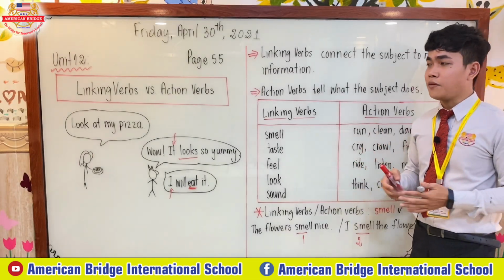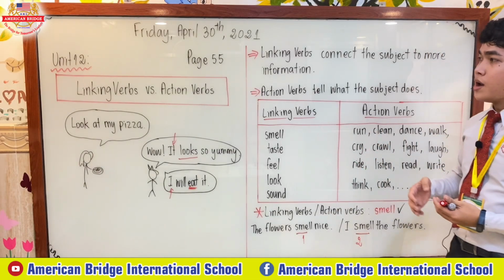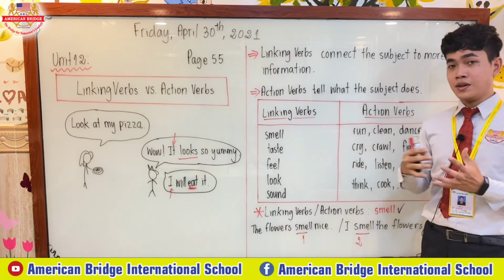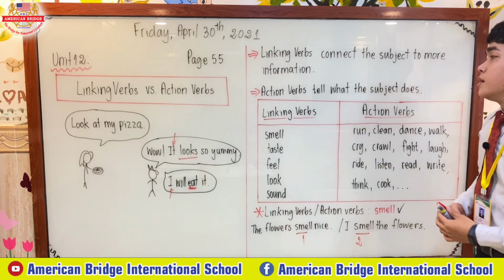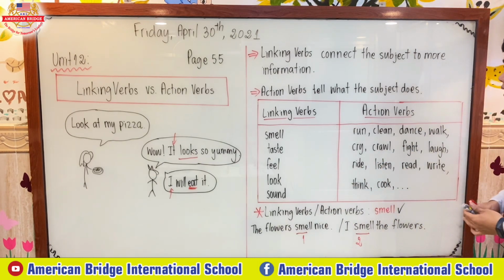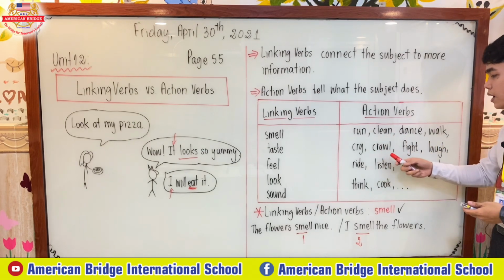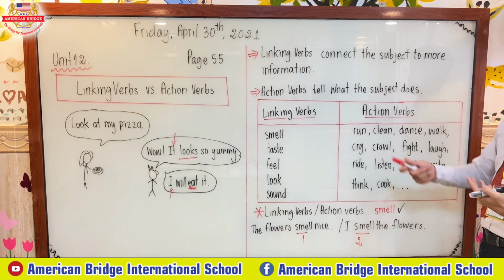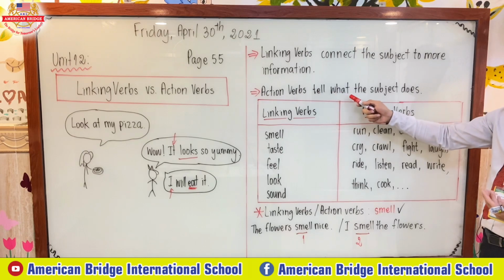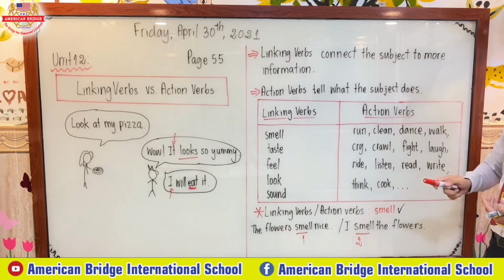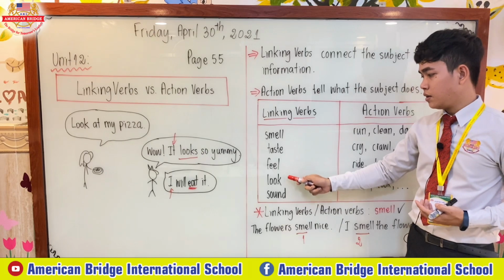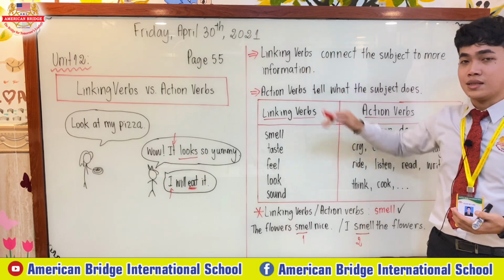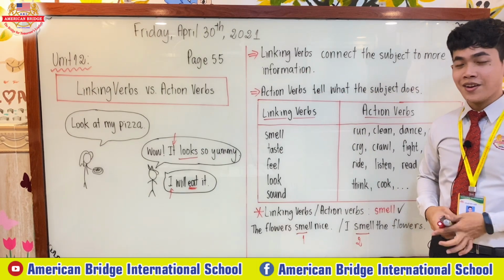All right, everyone, in this second video, the teacher has presented to all of you how to use linking verbs and also how to use action verbs and the difference between the two of them as well. So next time when you see verbs like run, clean, dance, walk, cry, crawl, and so on, these are what we call action verbs, because these verbs tell what the subject does. And for verbs like smell, taste, feel, look, sound, they connect the subject to more information in the sentence. Okay?